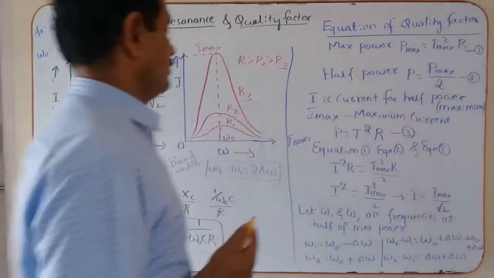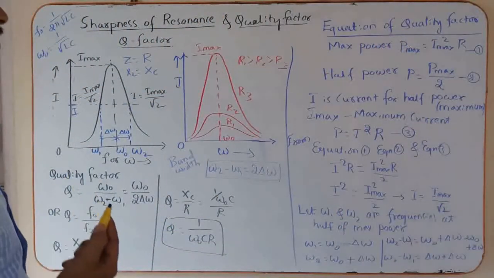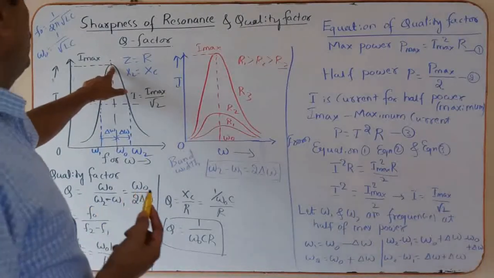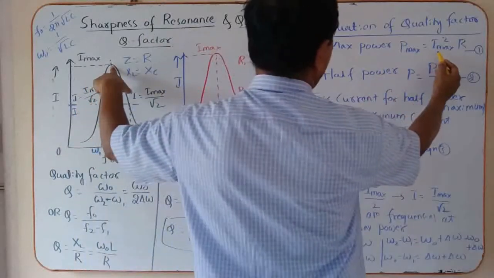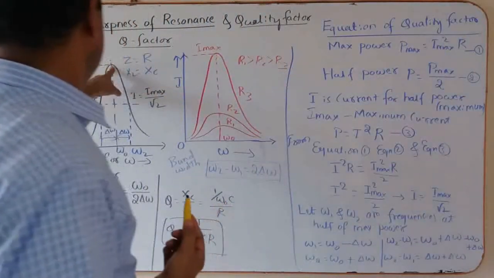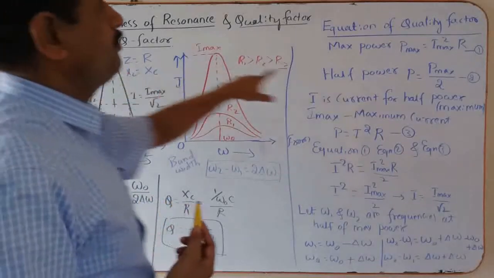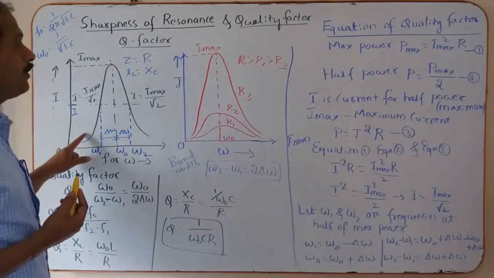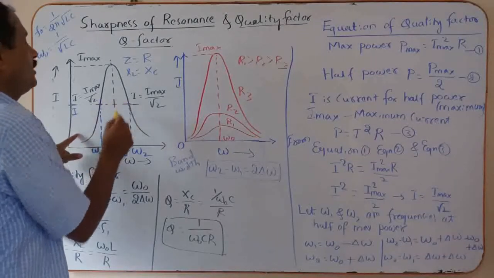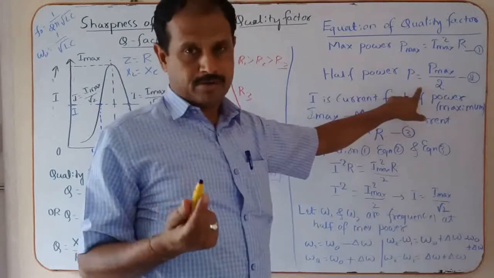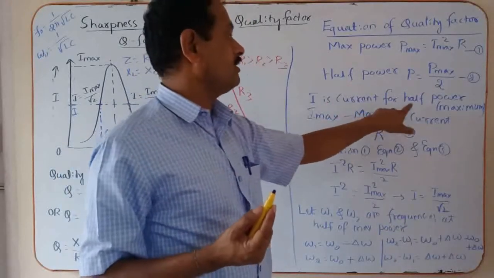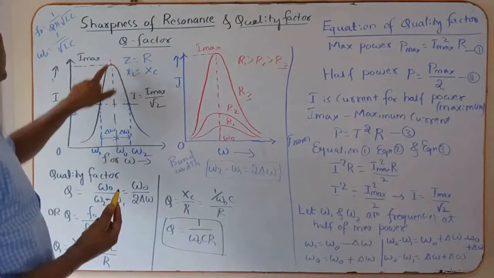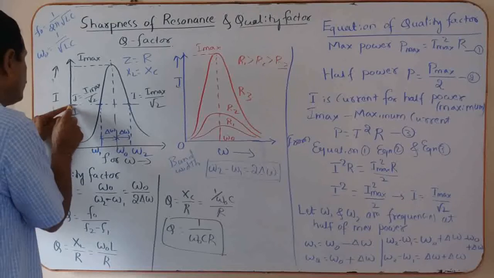Now we got the equation of the quality factor and what is the bandwidth. Now this is the maximum current, Imax. At that time, the maximum power is Imax square R. Now, this is the half power point. At this point, the power is half of the maximum power. Now here I is the current for half power, half of the maximum power. Now Imax. Now for this current, what is this current?